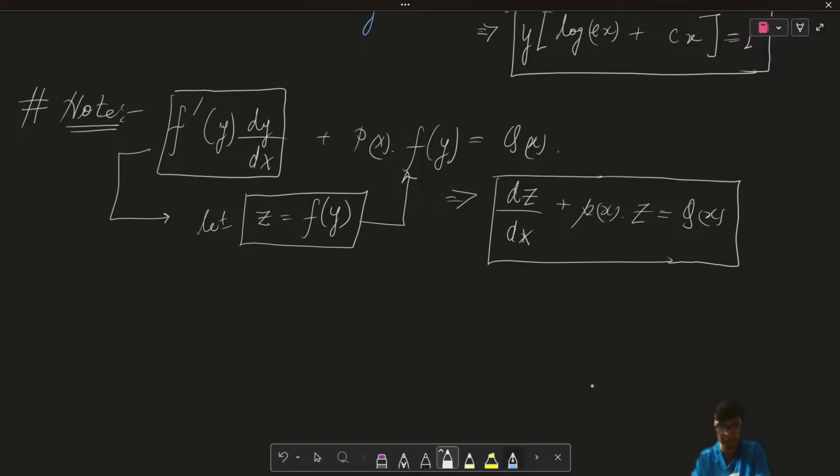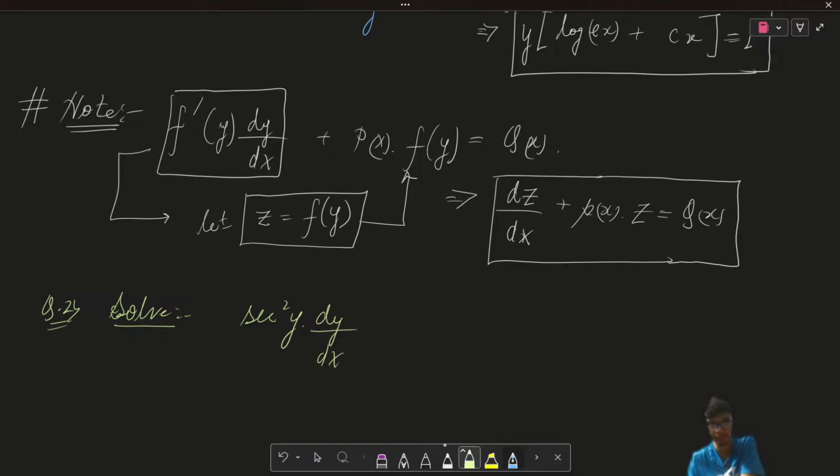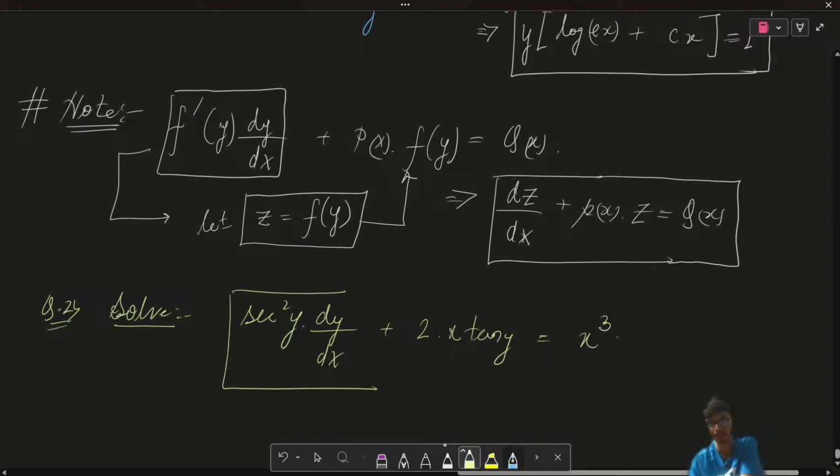Let's try to solve one such example so that you can understand this question in a better way. So let us say, solve the differential equation given as sec square y dy upon dx plus 2x tan y is equal to x cube. So please try to solve this differential equation.